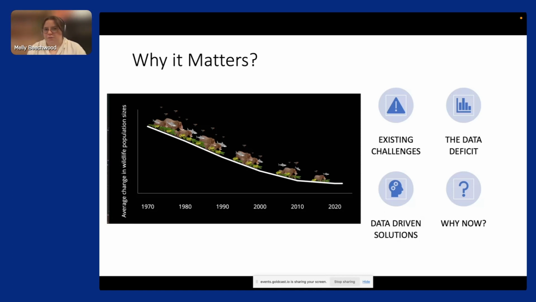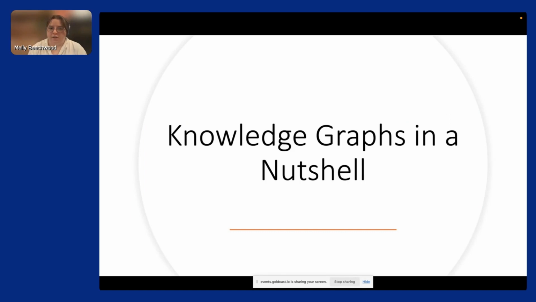Yet we really do need some data-driven solutions. Without them, we're just guessing. We can't know exactly what to change in our world to help them. And now's the time, before we lose any more.